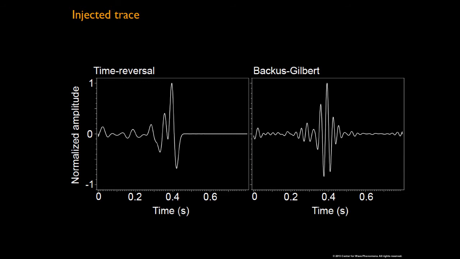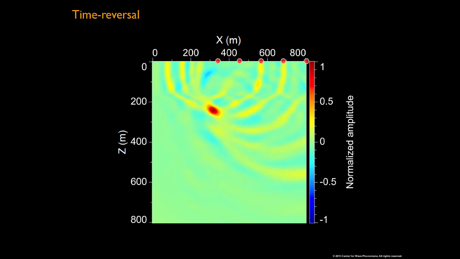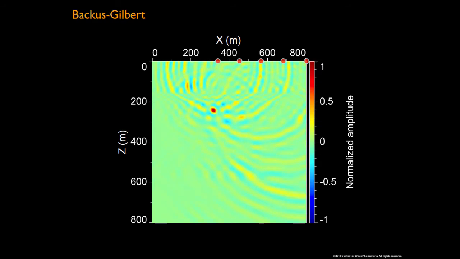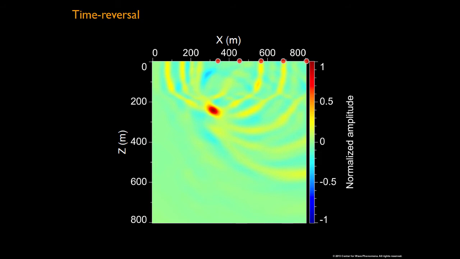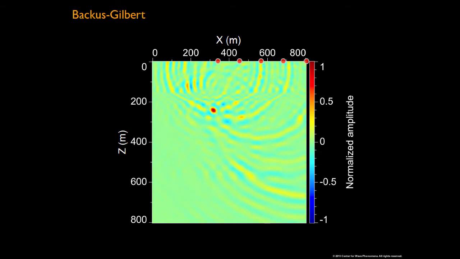And finally, I would like to show you how the focusing result of the new method compares with the focusing result I showed you earlier by the time reversal method. So this is the old result, time reversal, and now I show you the new result. Time reversal, Backus and Gilbert.